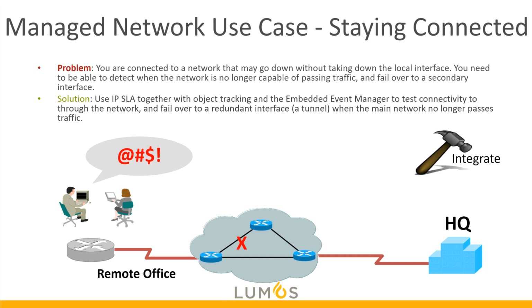Another example is the managed network use case of staying connected. A problem might be that we're connected to a network that goes down, but it doesn't take down the local interface. We need to be able to detect when the network is no longer capable of passing traffic and then fail over to a second interface. We've had IP SLA, remote responder, or router responder for some time, and we've had object tracking. We're also going to use the embedded event manager: IP SLA and object tracking will test the connectivity, and EEM will cause the configuration to fail over to a redundant interface, in this case a tunnel, when the main network no longer passes traffic.